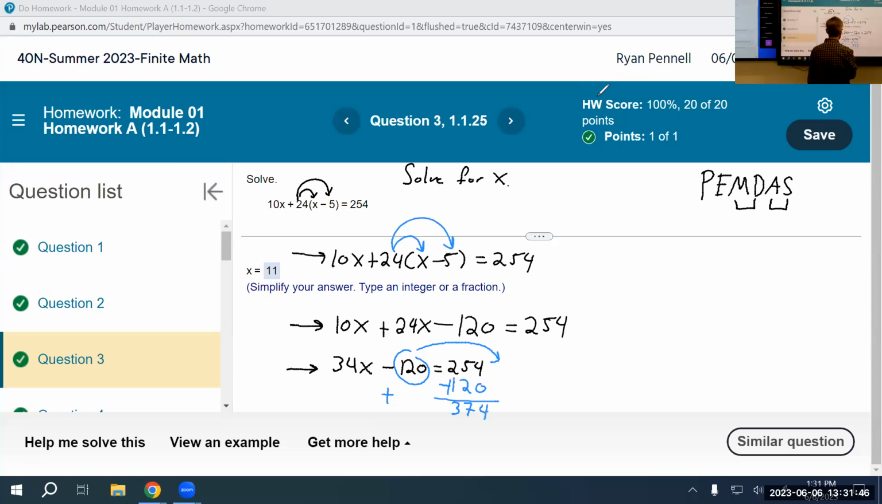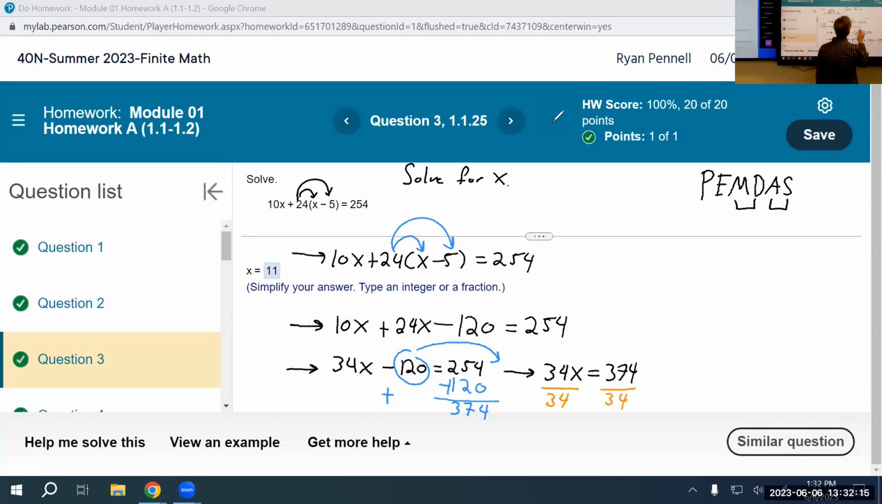So it looks like it's 374. Okay, as long as I'm not making arithmetic mistakes, it's 34x equals 374. Okay, I got 34 x's equal 374. Well, how much is just 1x? And to do that, I'm going to need to divide both sides by that 34.